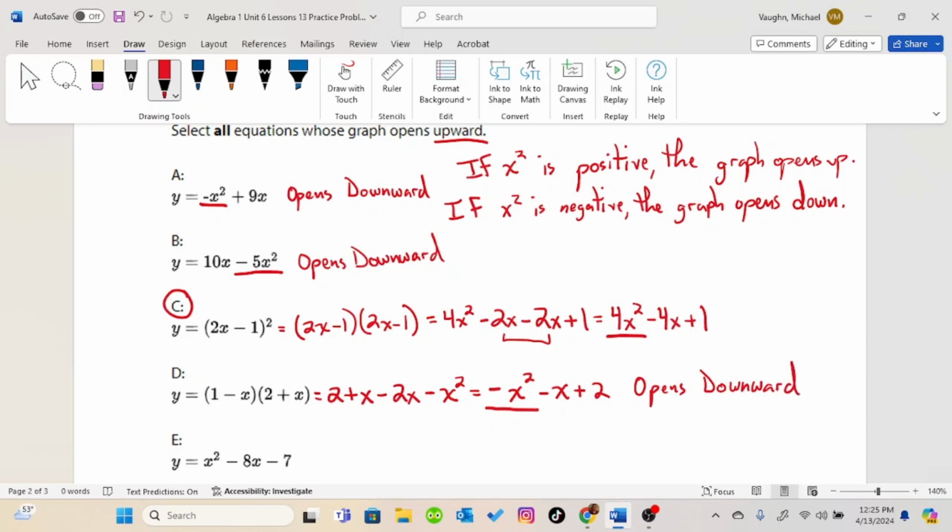And choice E, we have an x squared, which is positive, so E also opens upward. If you have any questions about how to tell whether a graph will open upward or downward, please use class time to ask for further clarification.